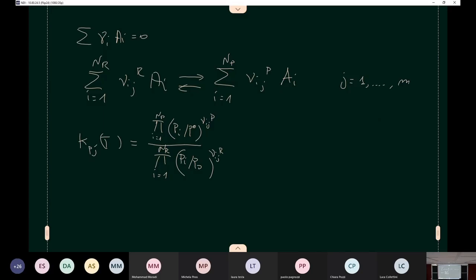Well, we can try now to elaborate this expression. Actually, we can consider that this A_i here are all the species, independently of the fact they are here or here. And so we sum up to N, all the present species. In this case, we see that the same species can appear in this expression with the exponent nu_ijP at the numerator of the K_P expression and with nu_ijR at the denominator, so that we can also write this as the product for i equal 1 to N of (p_i over p0) to the power nu_ijP minus nu_ijR.